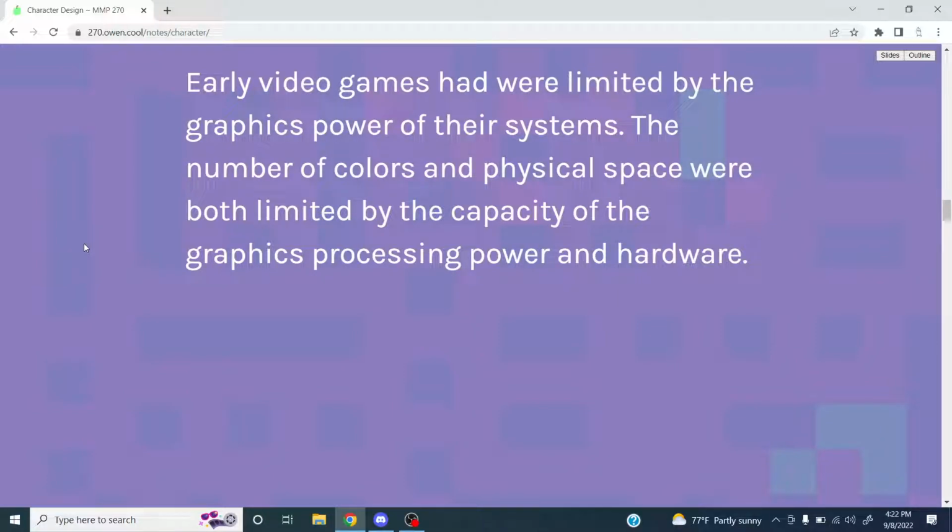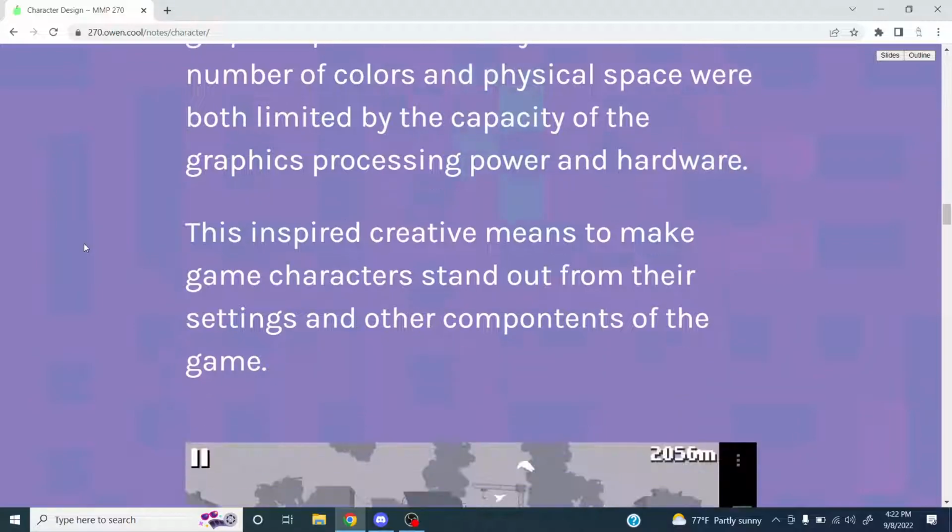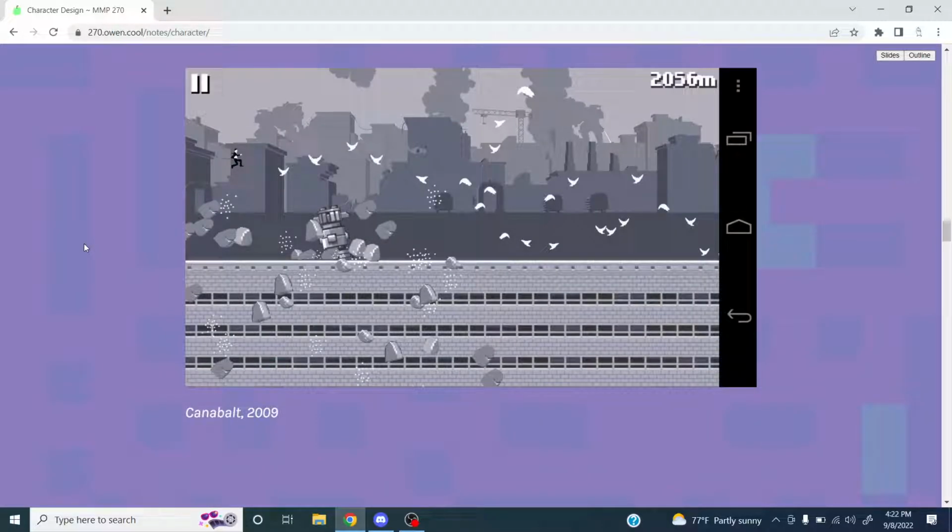So in early video games, there were a lot of limitations in terms of the physical hardware that led to choices when it comes to character design and the design of the game in general, where you were limited by the physical space and the number of colors that you could represent. That led to a lot of the decisions for these very simple characters that communicated very directly.